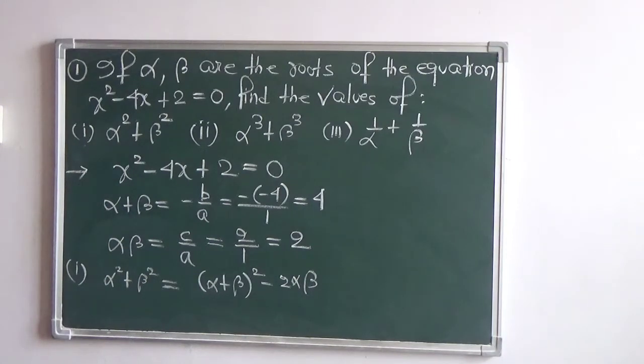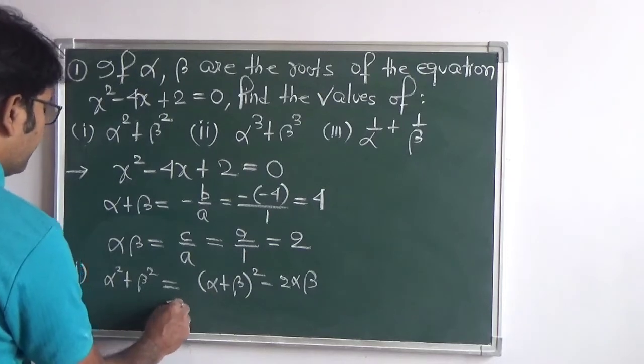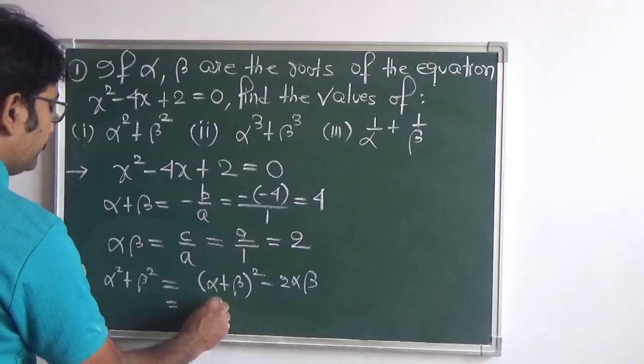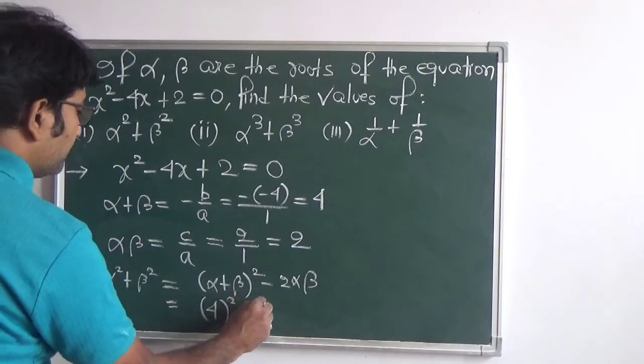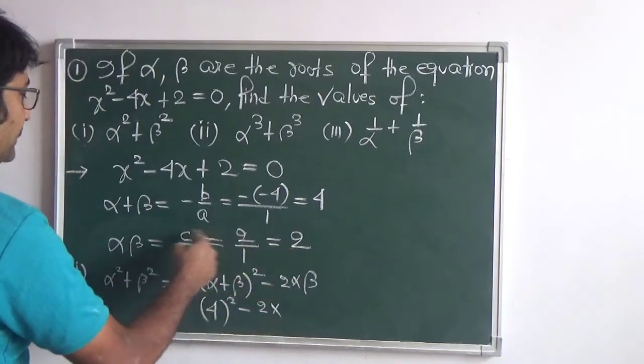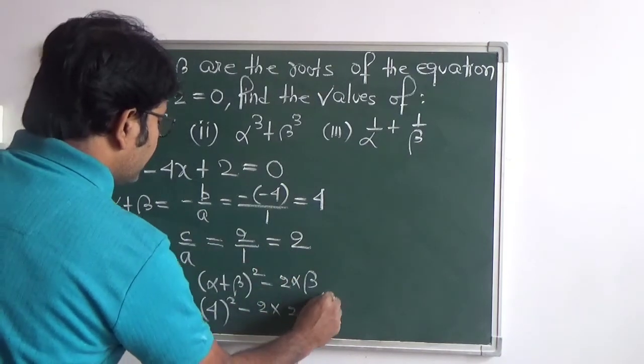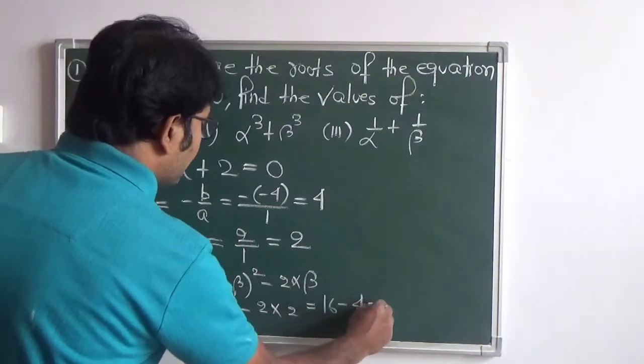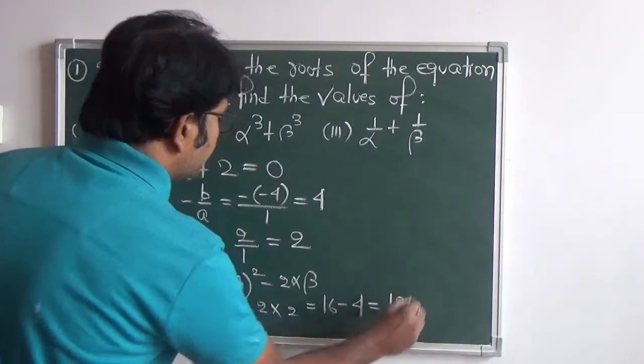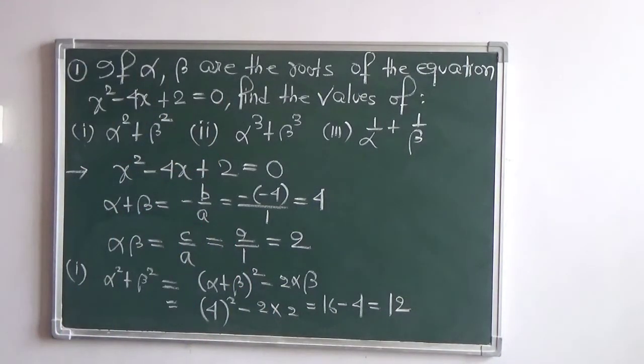Now you can put the values. So alpha plus beta we have got 4, that is 4 square minus 2 multiplied by alpha beta is 2. So you have 16 minus 4, and that is equals to 12. So the value of alpha square plus beta square is equal to 12.